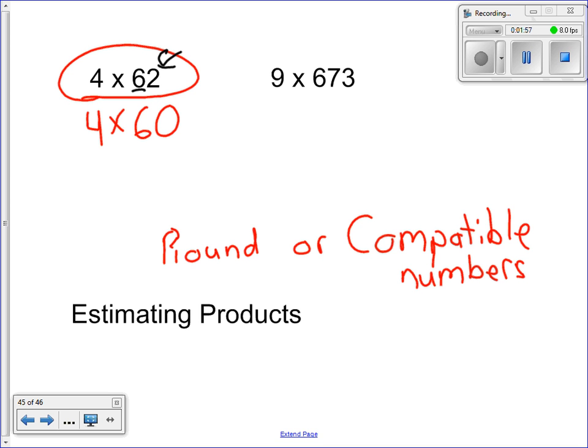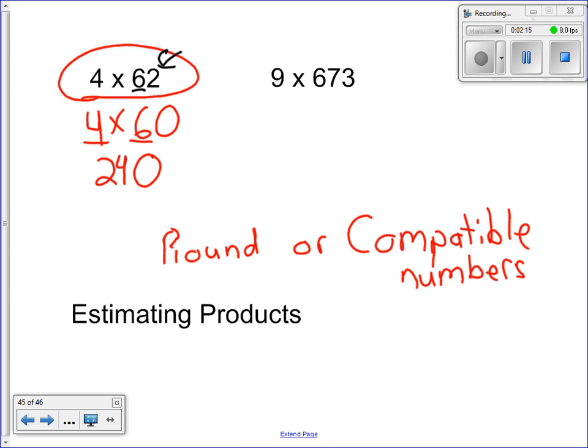Now I can do 4 times 60 in my head. Okay? 4 times 6 is 24. And then we add in our 0. So we have a base. We multiply 4 times 6 to get our base of 24. And then we add in our 0.